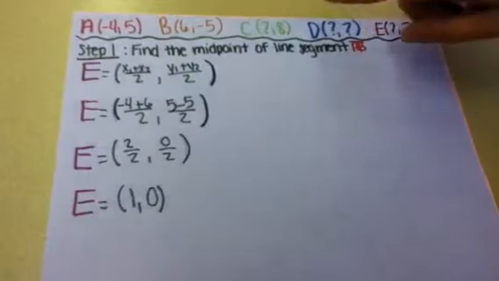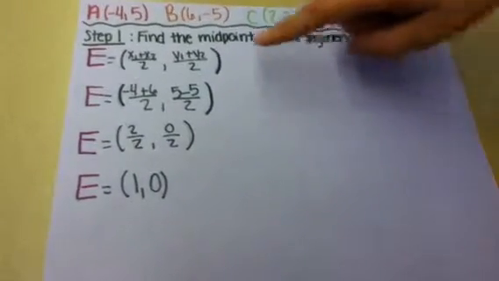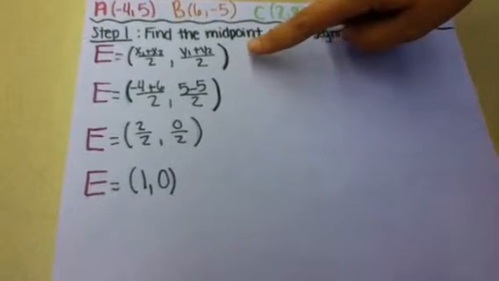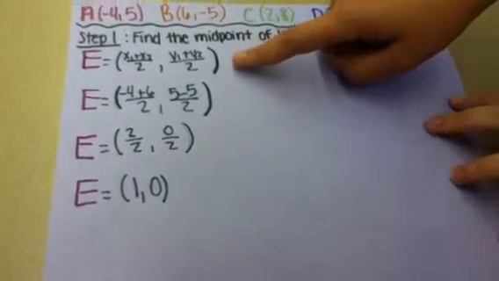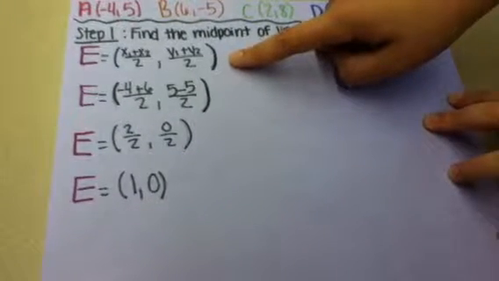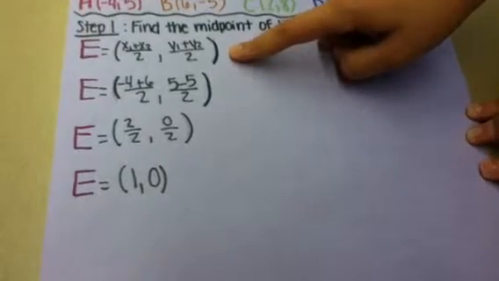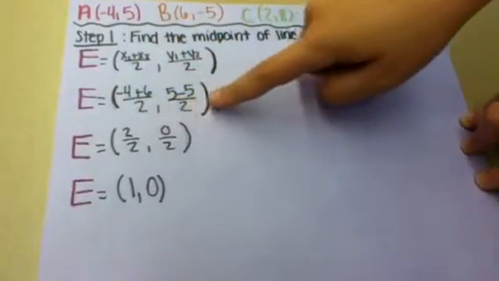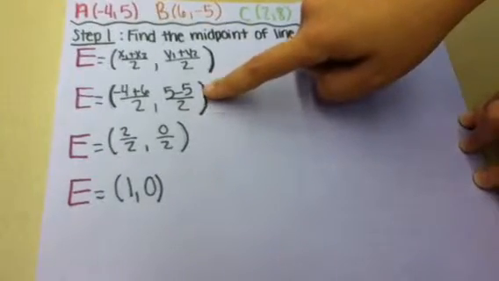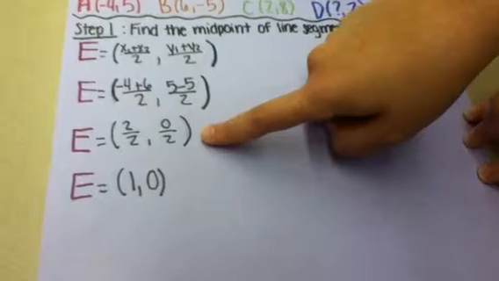Step 1. Find the midpoint of the line segment AB. Using the midpoint formula, M equals the quantity of x1 plus x2 divided by 2, and the quantity of y1 plus y2 divided by 2. Plug in the first x, -4, and the second x, 6, into the first half. Then plug in the first y, 5, and the second y, -5, into the second half. Solve each side to find x and y.